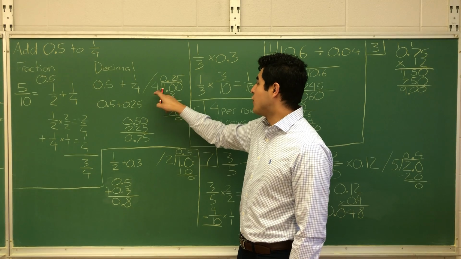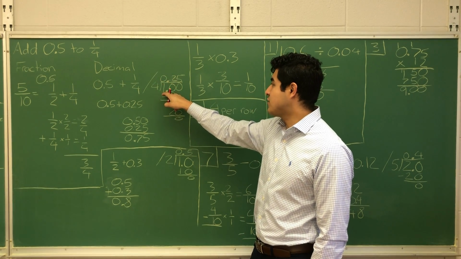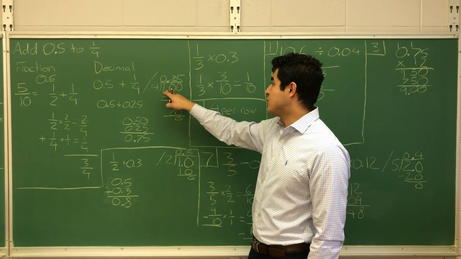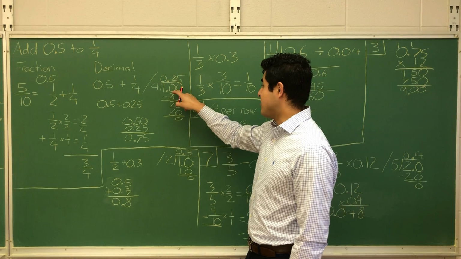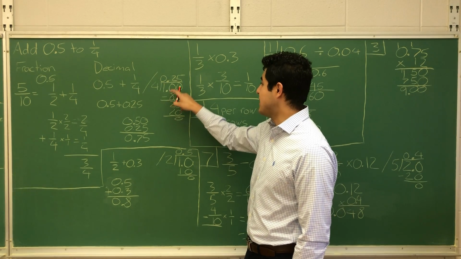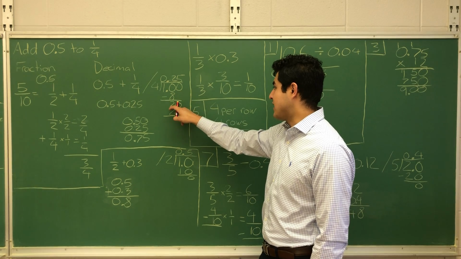I look here. 4 does not go into 1, so I place a 0. I place my decimal. I make sure my decimal is lined up in the quotient. And then I add a 0. How many times does 4 go into 10? 2 times, so 4 times 2 is 8. Then I subtract it. 10 minus 8 is 2.